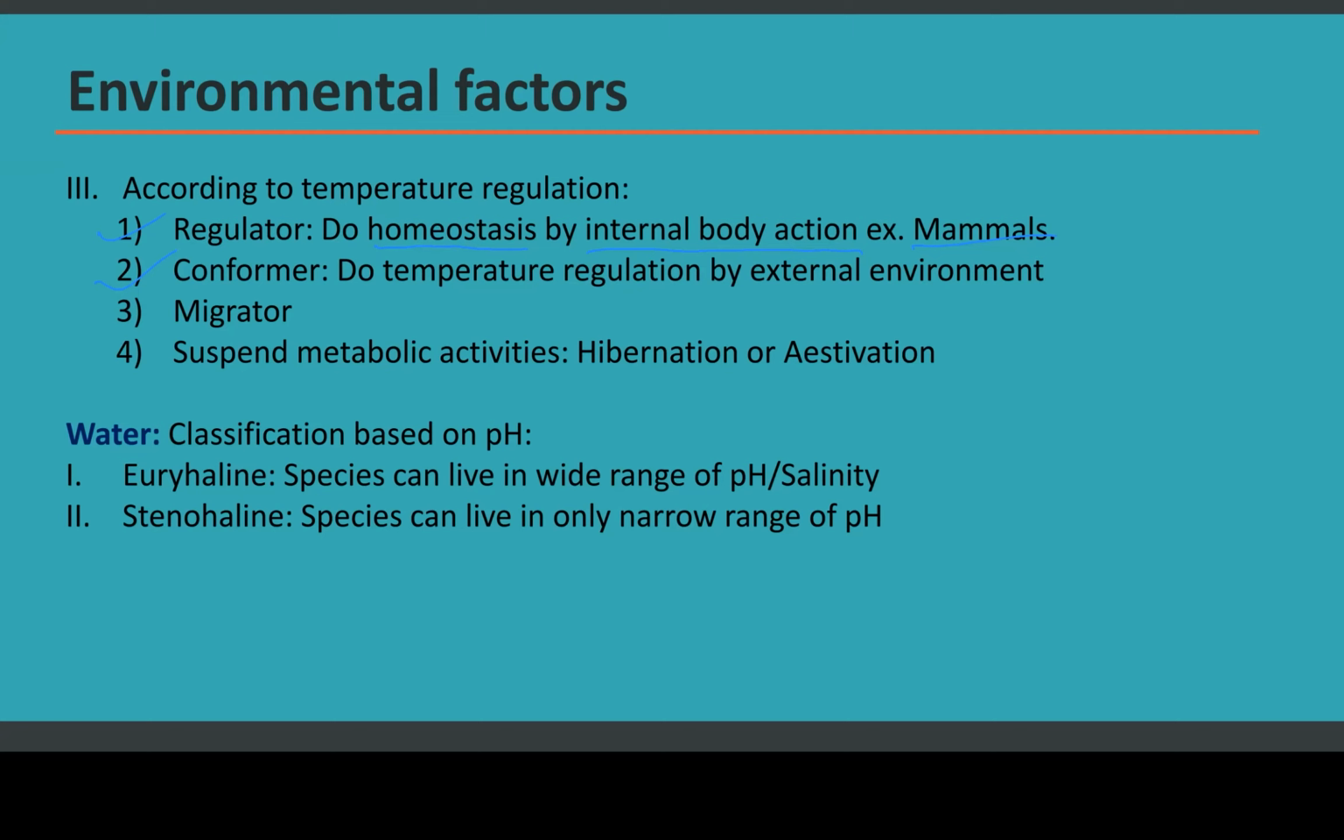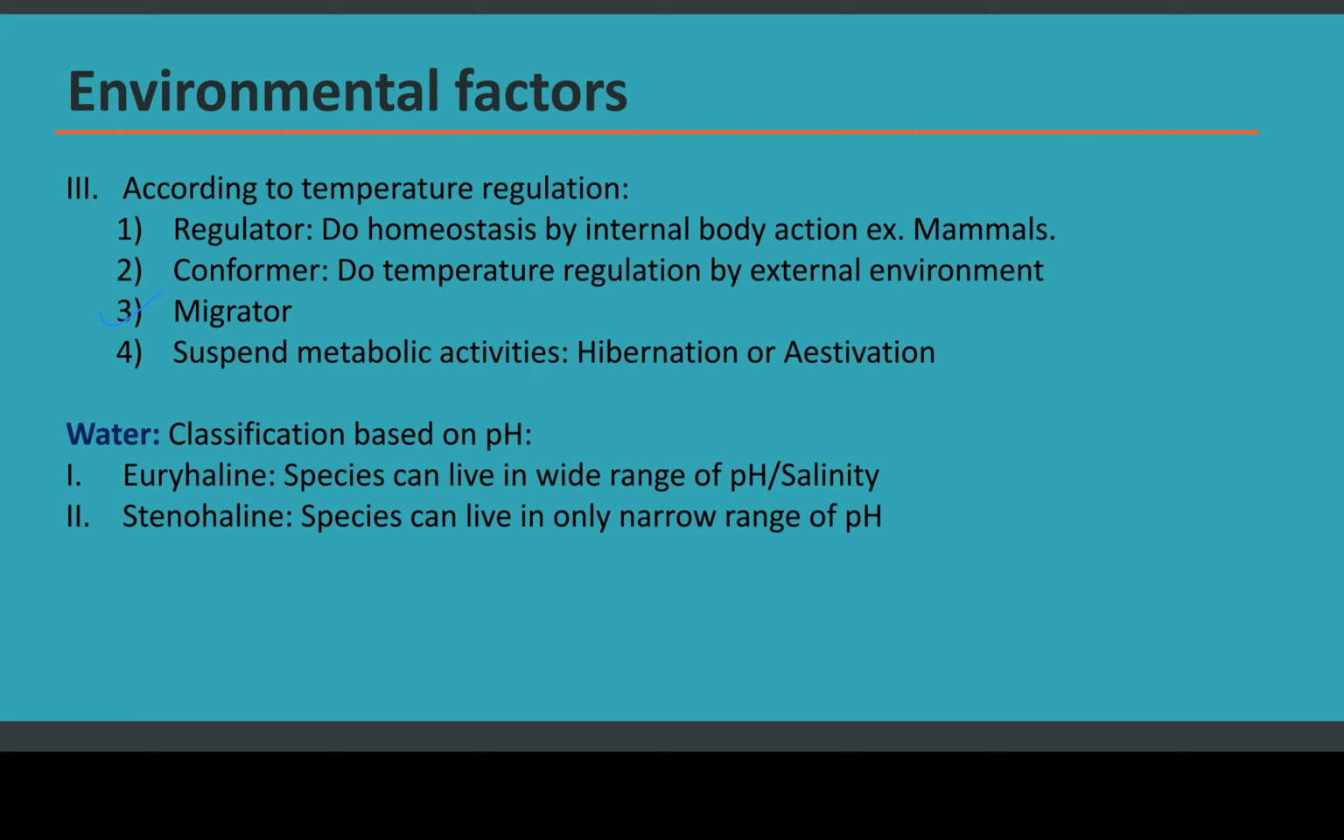Then we also have migrator type of organisms. Migrator organisms change their location to regulate their temperature. If severe winter is coming, at that particular time they go to the hotter side of the climate or the hotter side of the earth. And if there is high temperature, when summer is coming, they come back to the normal environment, or the winter side or cold side of the earth. So these are called migrators, especially birds. Birds are migrator type of organisms or species.